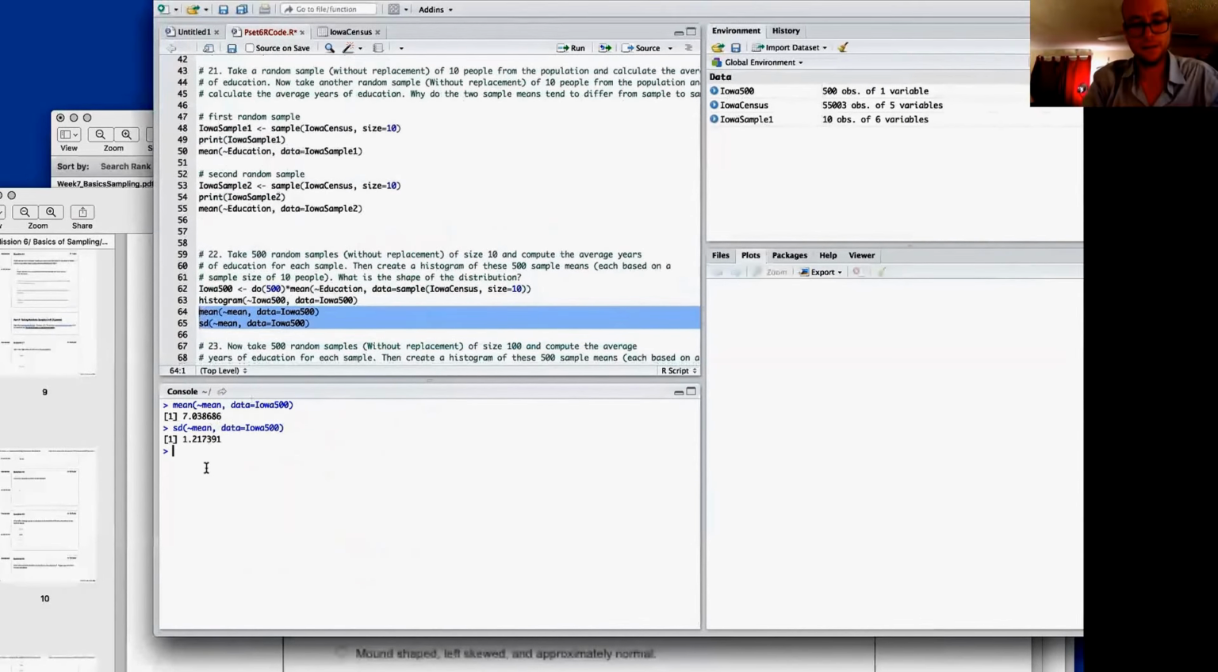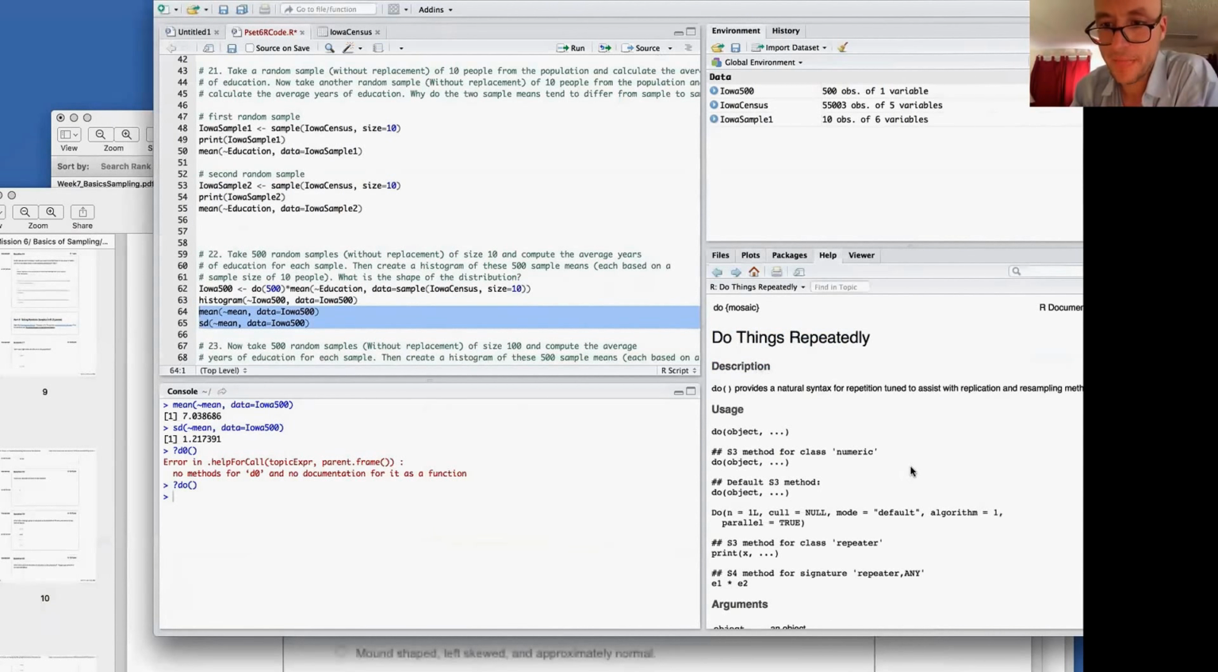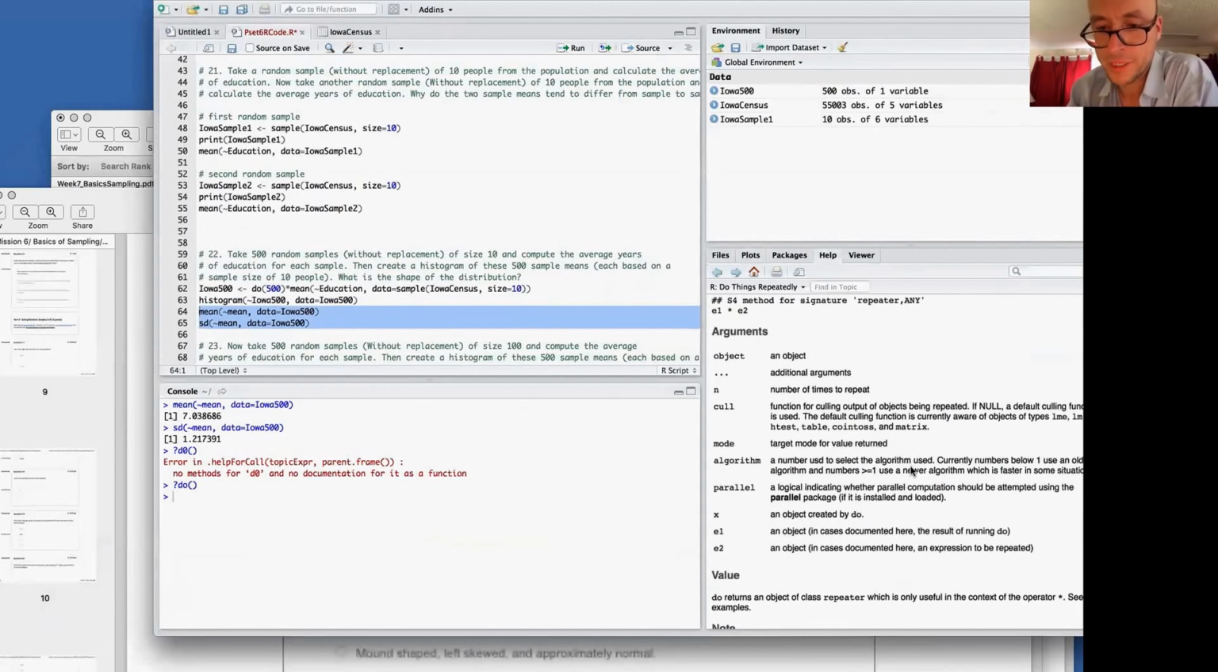Now, if you want to know a little bit more about do, sorry, that's a 0. It's a rookie error. Remember, put the question mark before the function. You can basically figure this out, but it means to do things repeatedly. We're retaking the sample, retaking the sample, retaking the sample. I believe that's without replacement. If I'm wrong, shame on me.